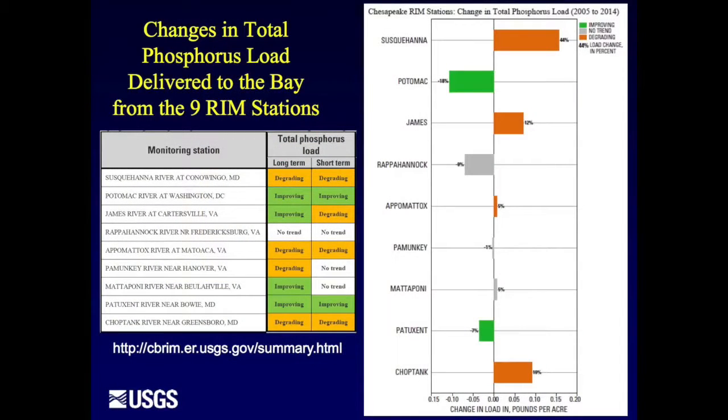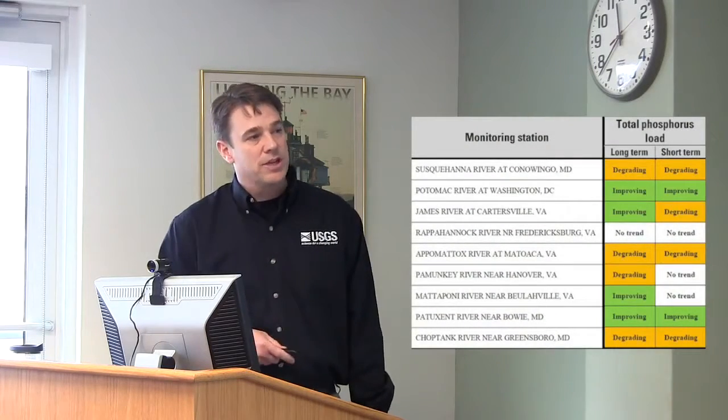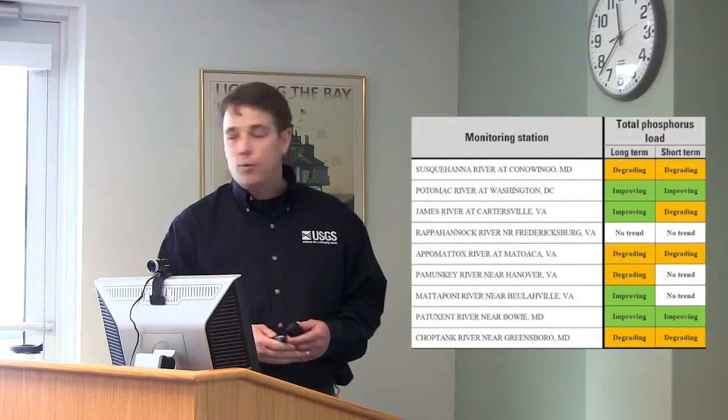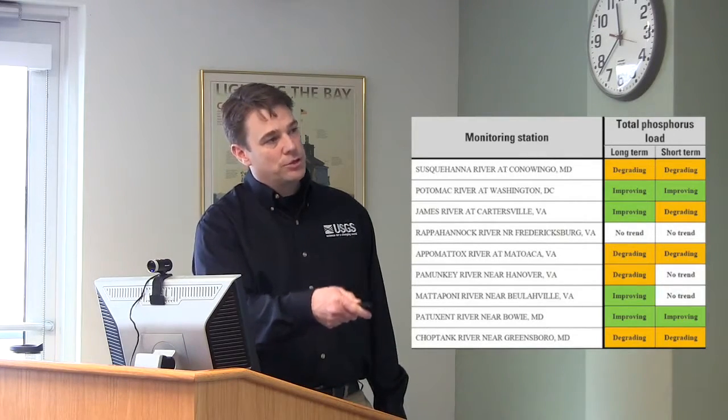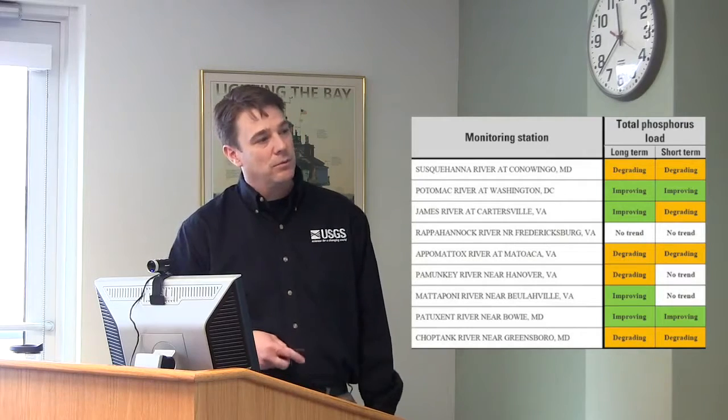So for the changes in total phosphorus load, again, pulled from our summary on the web page, we have our 9 river input monitoring stations broken into long-term and short-term. We see that we have a mixed bag of trends here, more so than what we saw in nitrogen. For the long-term, we see that 4 of the stations are showing improving conditions and 4 of the stations are showing degradation. As we move into the short-term period, 2005 to 2014, we see only 2 of the stations are showing improvement, 4 are showing degradation.